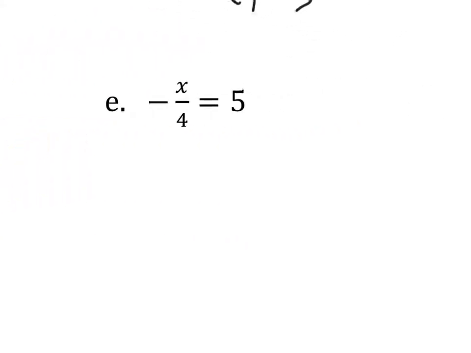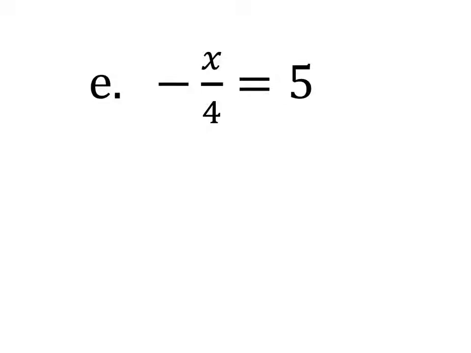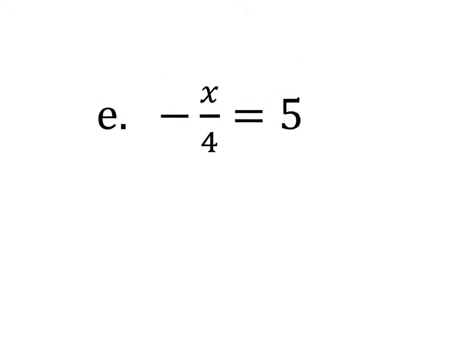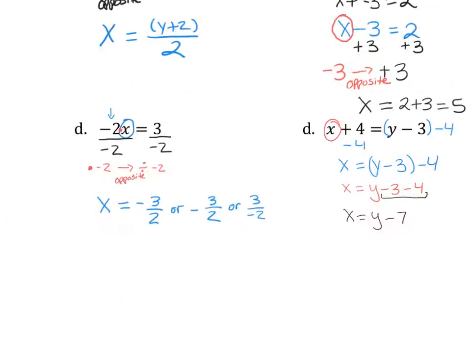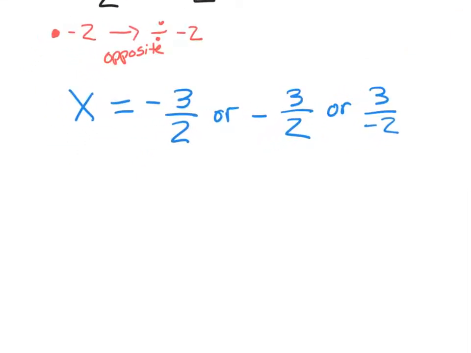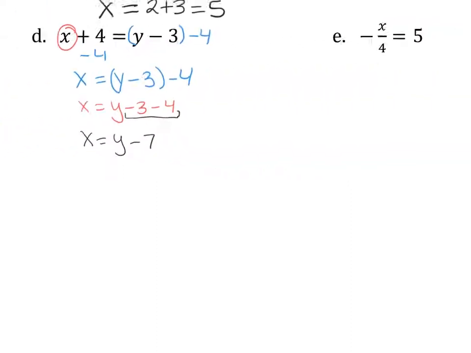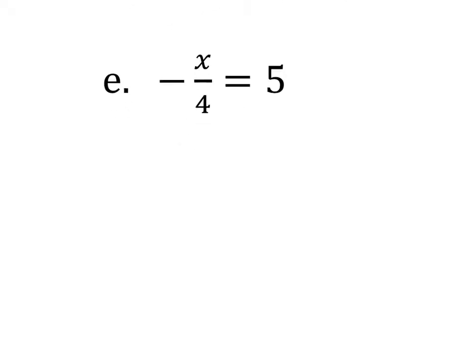And then our last one. So we have negative x divided by 4. So we have this x. Now remember, like I said over here, with the negative, it doesn't necessarily matter where you put the negative sign as long as it's part of the fraction somewhere. So to help with this, we could rewrite this as x divided by negative 4.